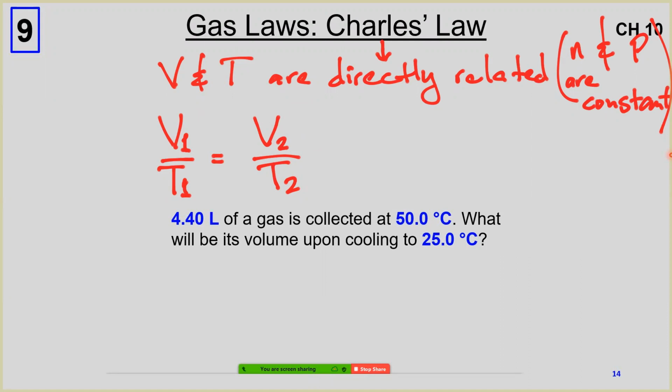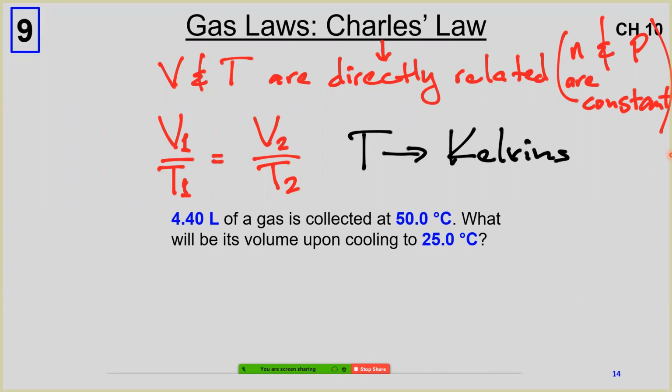And you want to make sure the temperature is in kelvins. You got to convert it to kelvins. So here's an example. We have 4.40 liters of a gas collected at 50 degrees Celsius. What would be its volume if you cooled it to 25 degrees Celsius?